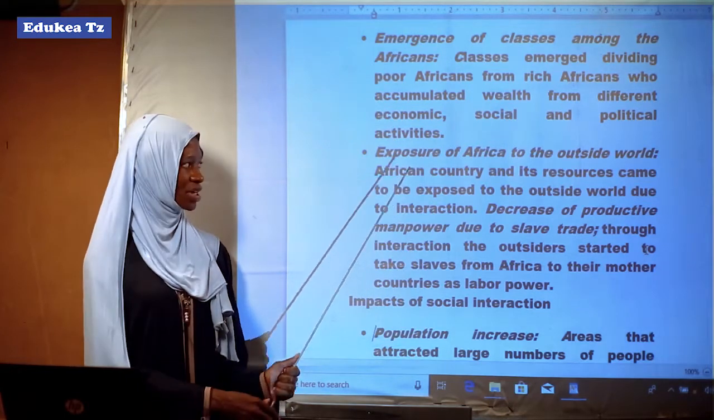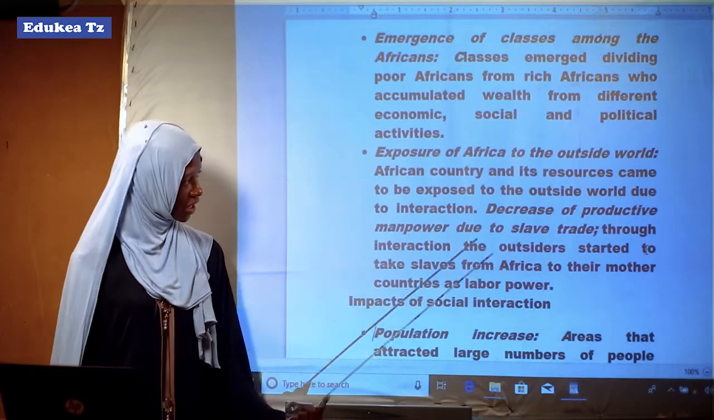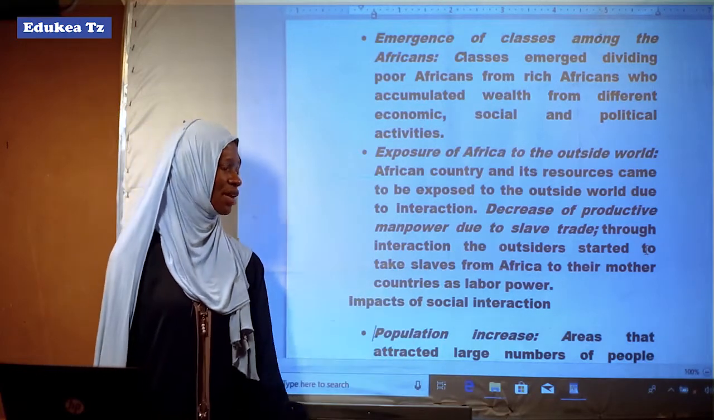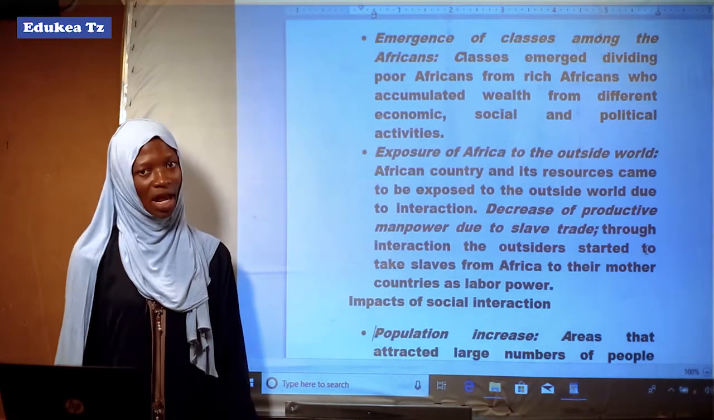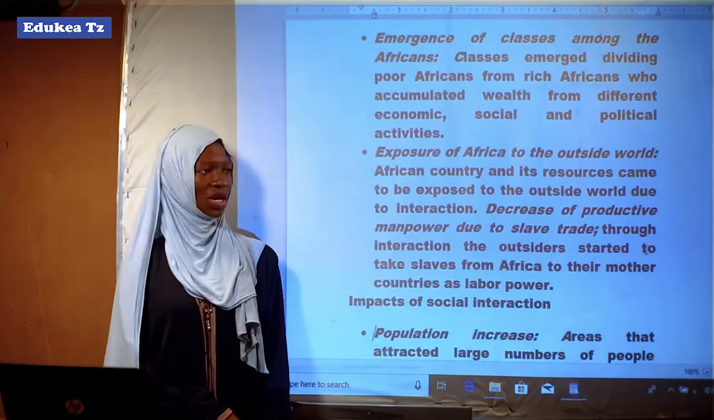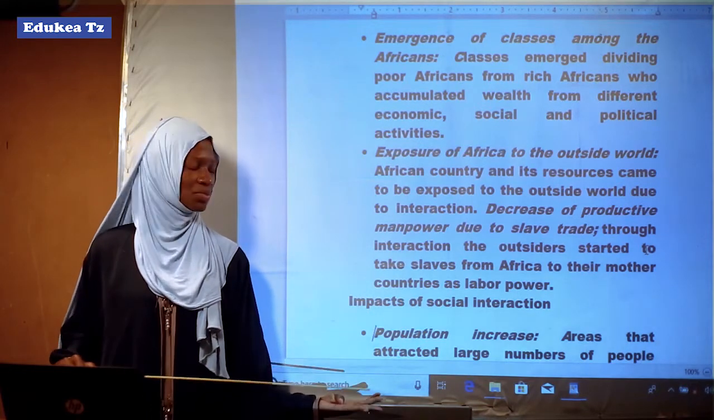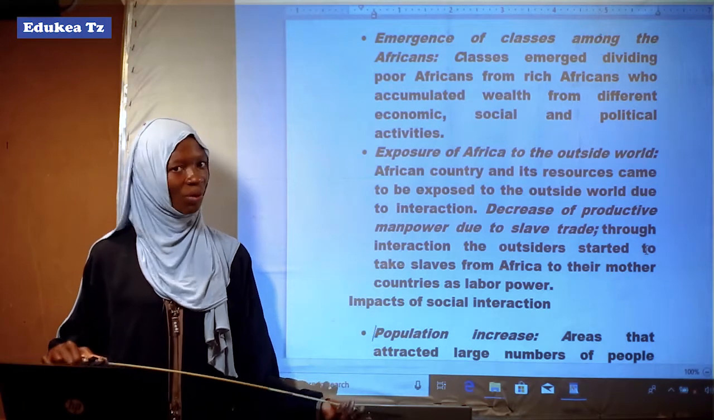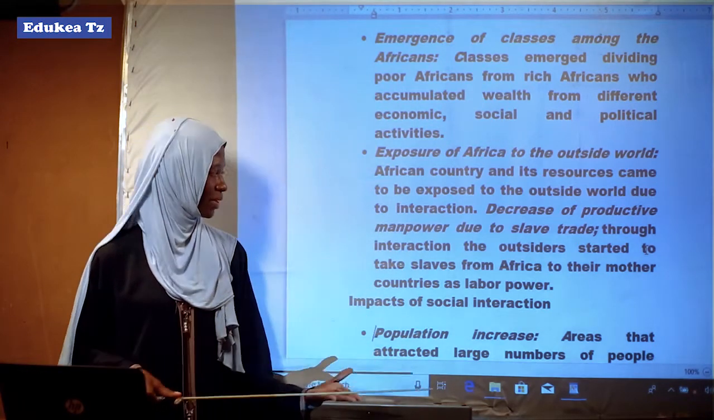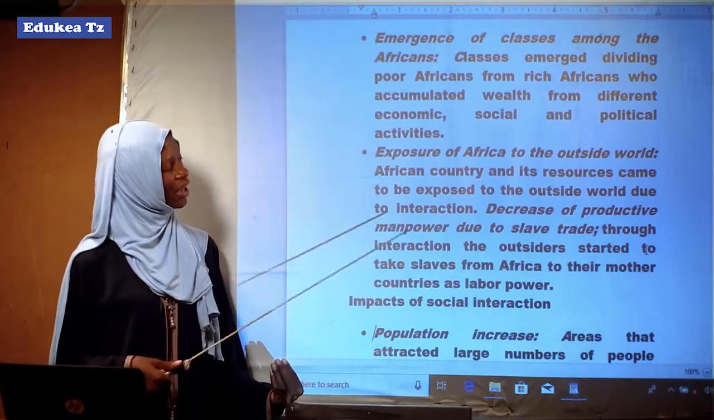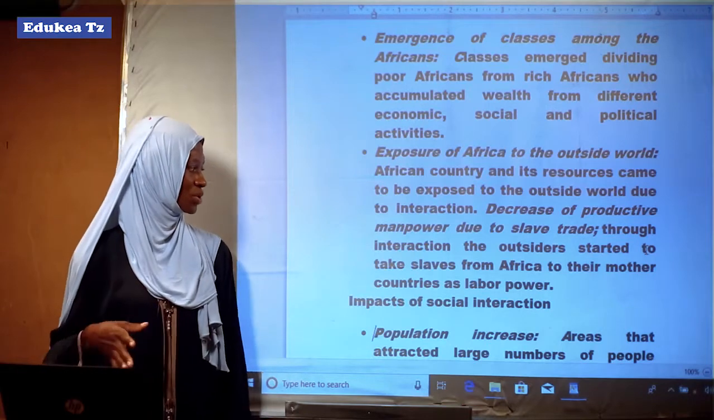The next one is exposure of Africa to the outside world. African countries and their resources came to be exposed to the outside world due to the interaction. As we know, during the interaction, Africans interacted with Arabs and with Europeans. So those tradesmen exposed Africa to the outside world.